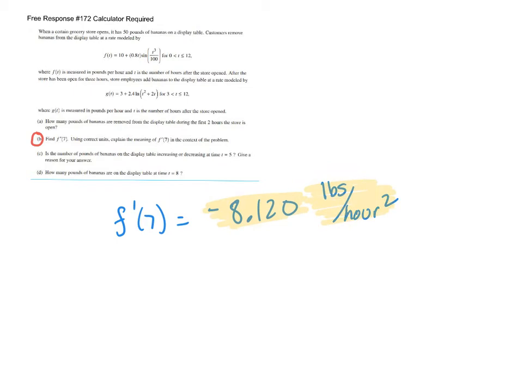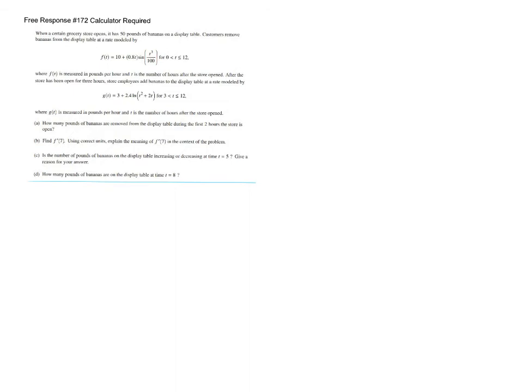Okay, let's take a look at letter C. In letter C, the question is: is the number of pounds of bananas on the display table increasing or decreasing at time t equals 5? Well, the way we find out if something is increasing or decreasing is we look for whether the derivative, the rate of change, is positive or negative. So we're going to look at what's happening with f and g at t equals 5. What I mean by that is at time t equals 5, we are bringing in g and we are removing f.